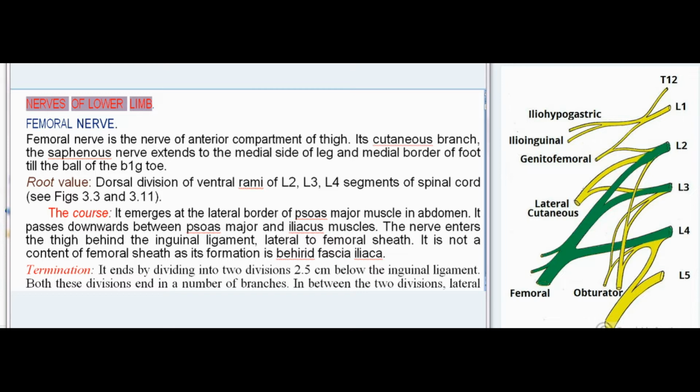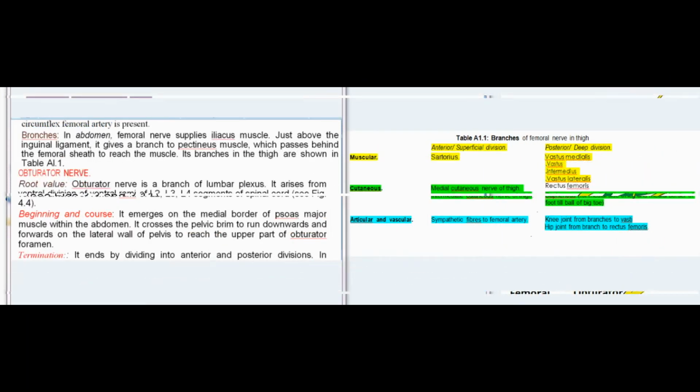Termination: it ends by dividing into two divisions 2.5 cm below the inguinal ligament. Both these divisions end in a number of branches. In between the two divisions, lateral circumflex femoral artery is present.